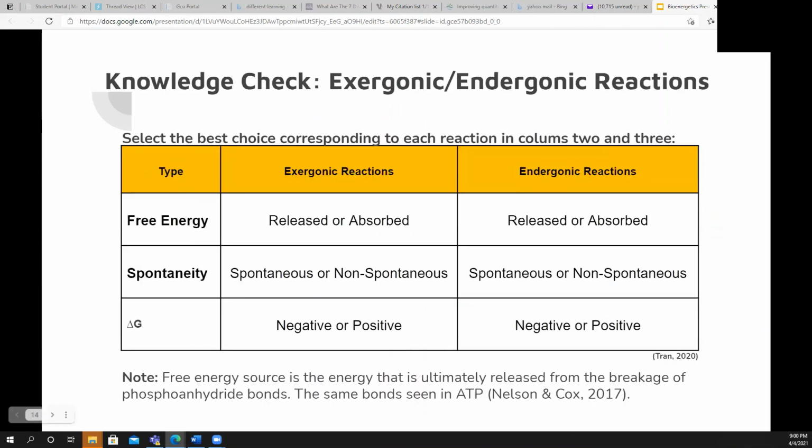Now, let us practice what we have learned. Look at the slide and match the events to the appropriate reactions. I will give you a few seconds to consider your answers.